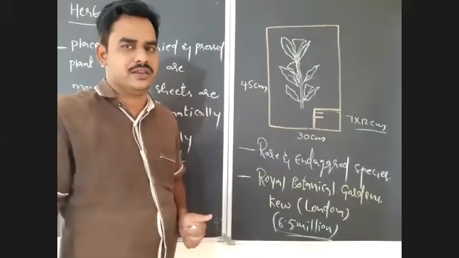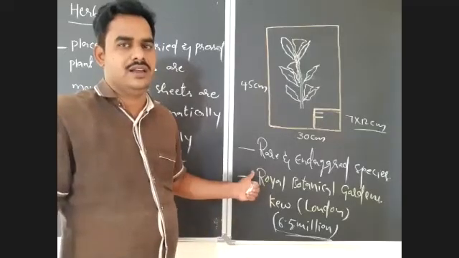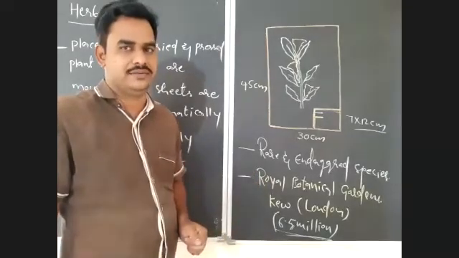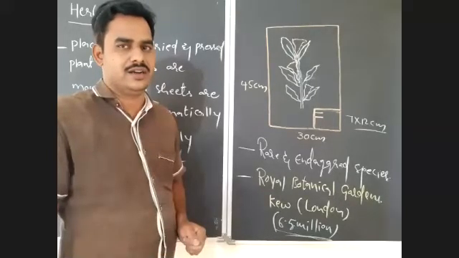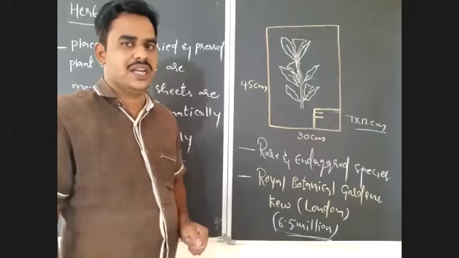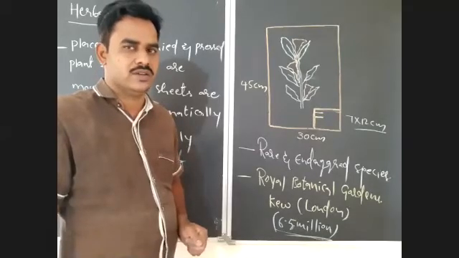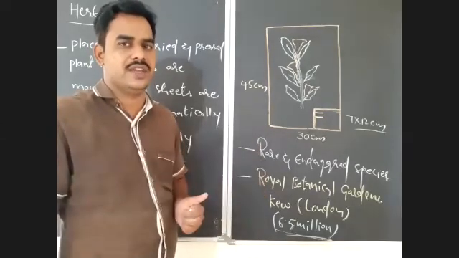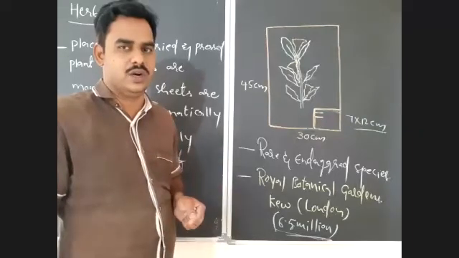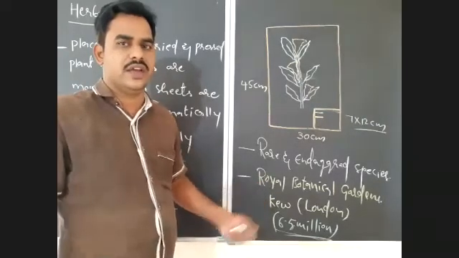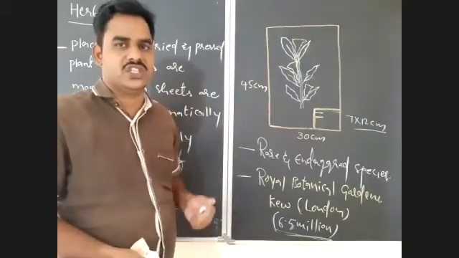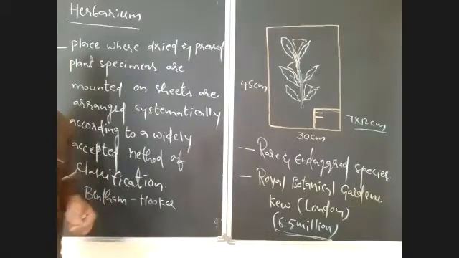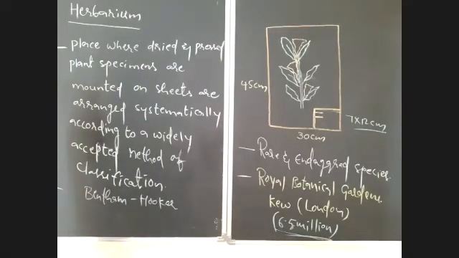Royal Botanical Garden is one of the largest botanical gardens in the world. Actually, it was considered the largest botanical garden, but later a botanical garden in Moscow occupied the first place. So Royal Botanical Garden is also one of the largest botanical gardens in the world. Because of that, there is availability of a huge variety of plants to prepare herbariums. So which is the largest herbarium in the world? That is the Royal Botanical Garden herbarium, which is located in Kew of London.